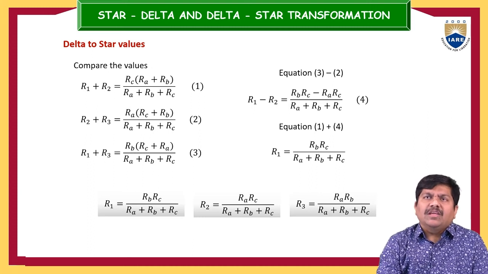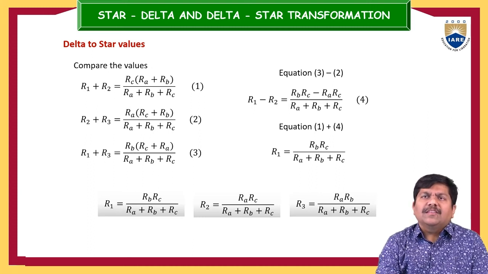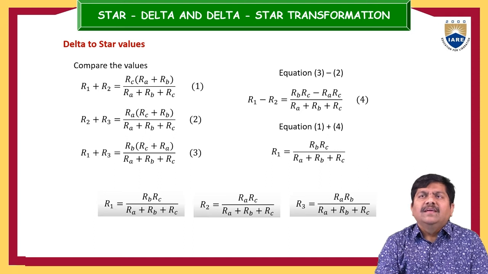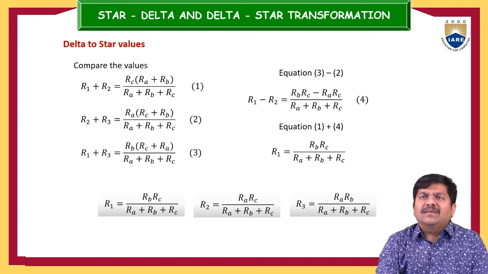R1 is nothing but the star equivalent. RB, RC are nothing but the delta equivalent values. So R1 is nothing but RB, RC divided by the sum of all the resistances. R2 is equal to RA, RC divided by RA plus RB plus RC. Now last, R3 is equal to RA, RB by RA plus RB plus RC. So these are the very, very important conversion formulas to convert star to delta or delta to star.